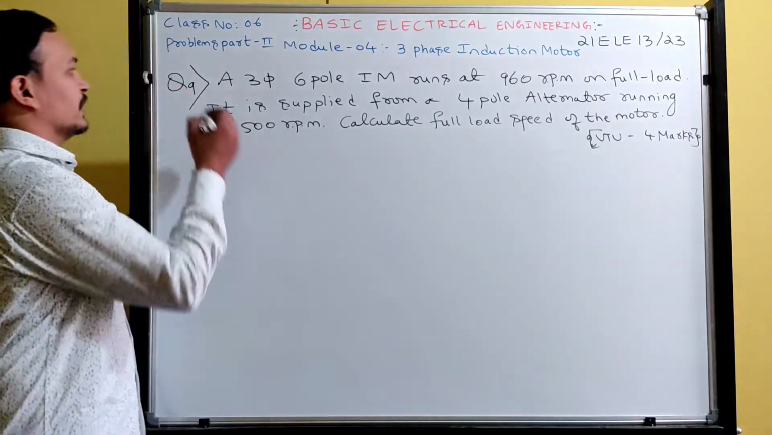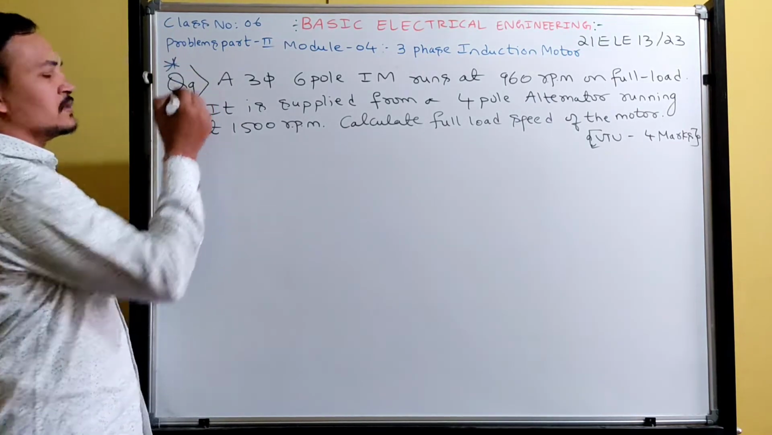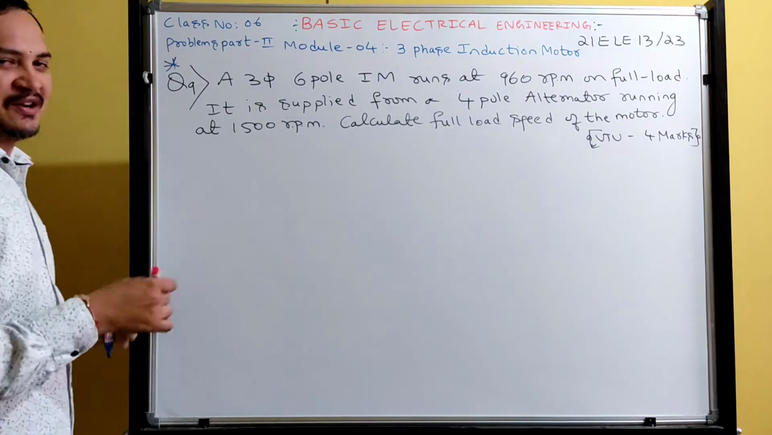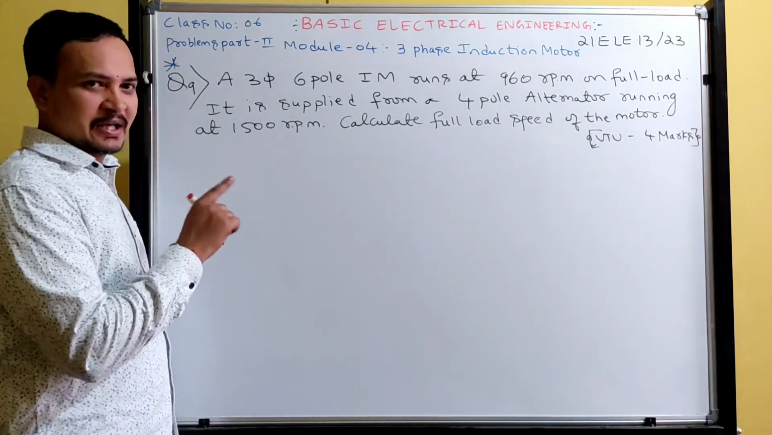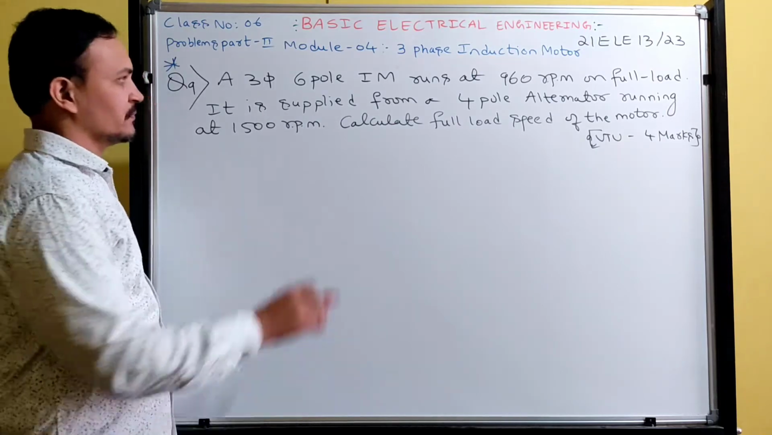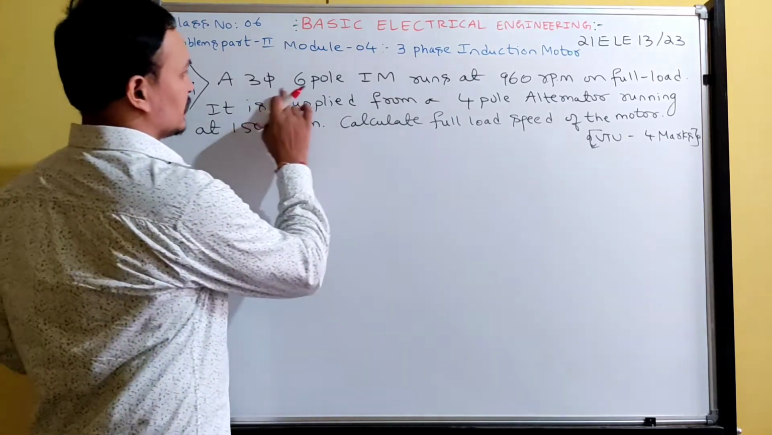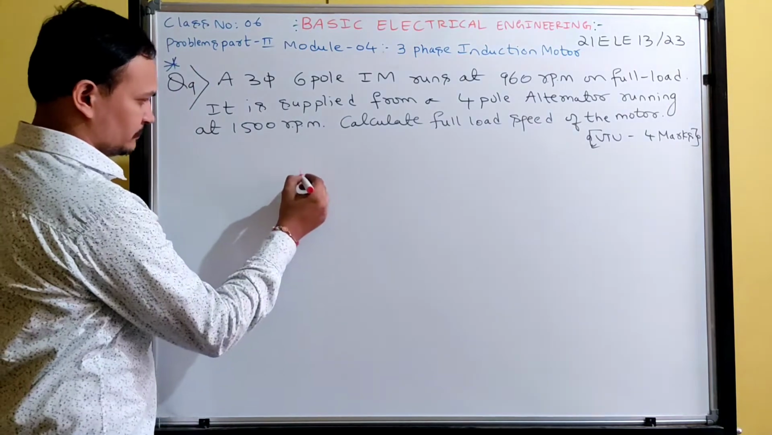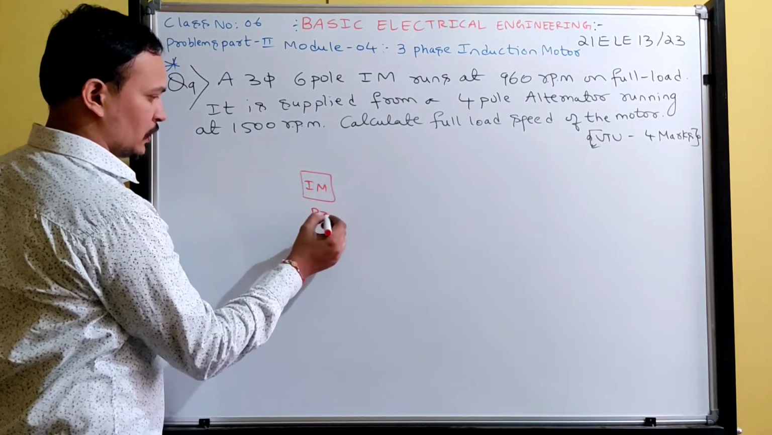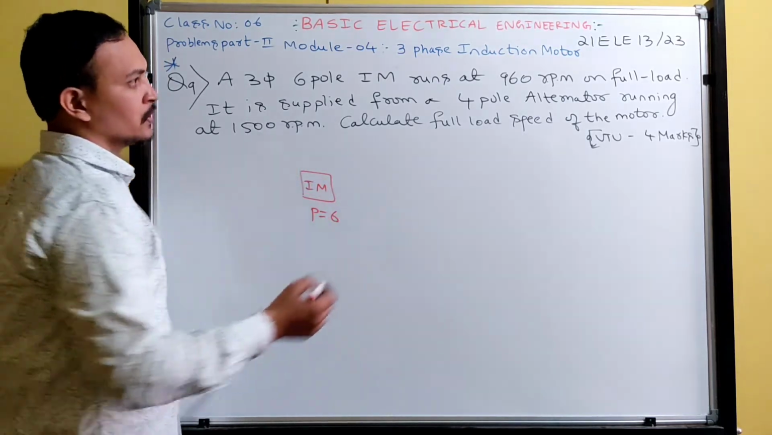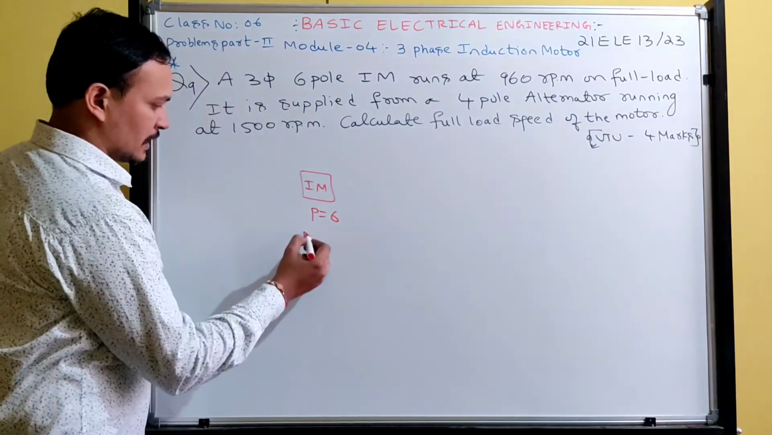Okay friends, next question number 9. This is a little important, because it is a very easy question. There is one mistake I wrote here, and you have to identify it. That is your job. A 3-phase 6-pole induction motor. How many poles? 6 poles. Runs at 960 RPM.